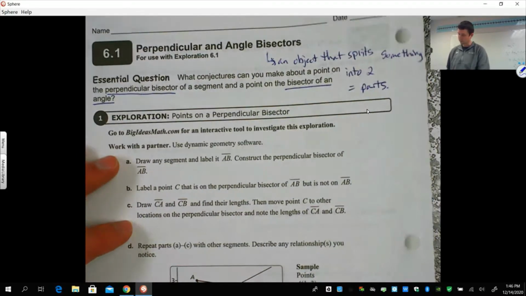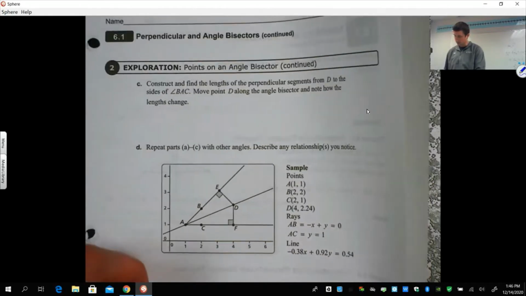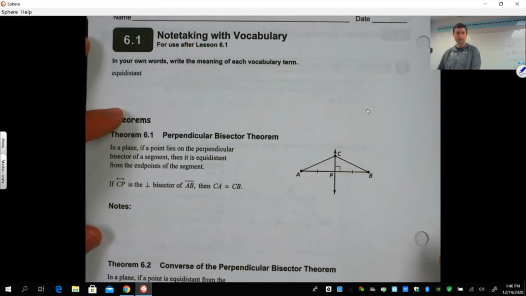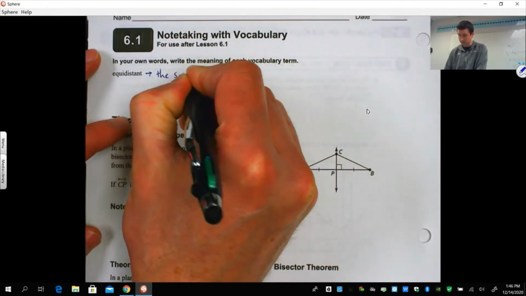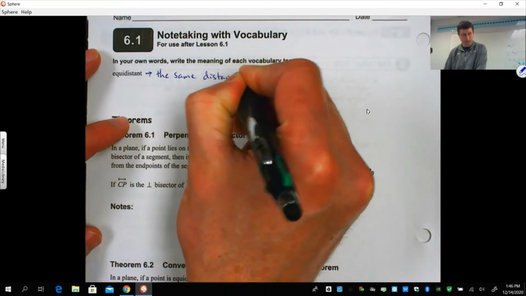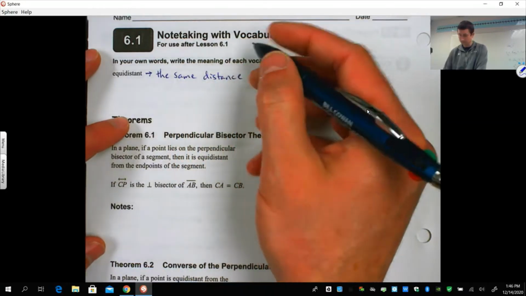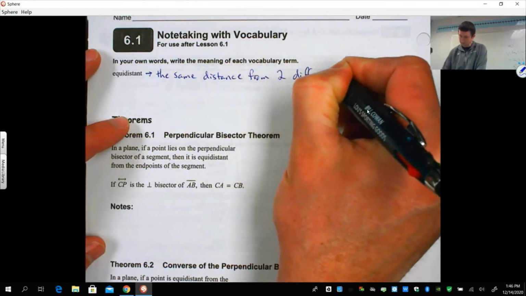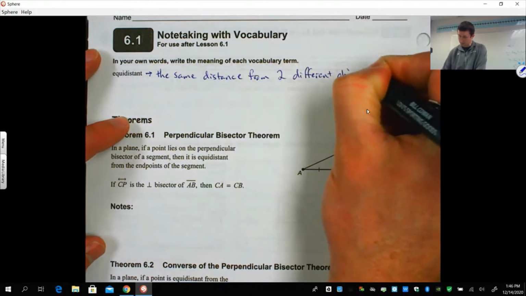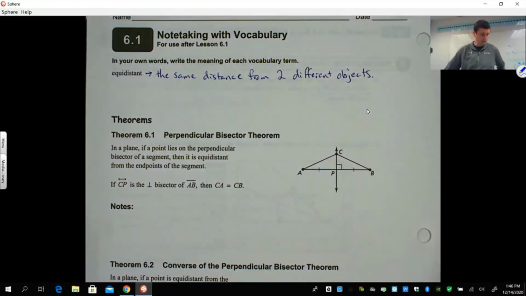This is page 164. Before we get going too much, the word equidistant, I think we've heard that before. It means the same distance from two different objects. The textbook says a point is equidistant from two figures when the point is the same distance from each figure. So a midpoint would be something that is equidistant from the endpoints of a segment.